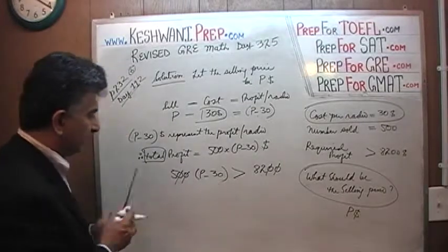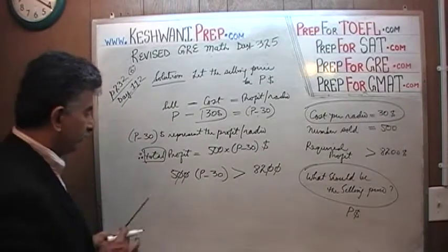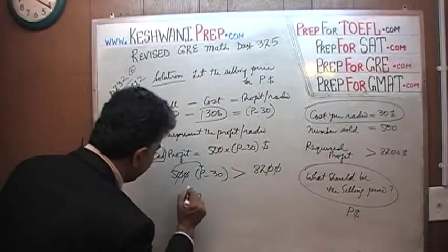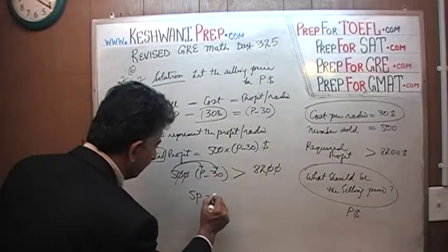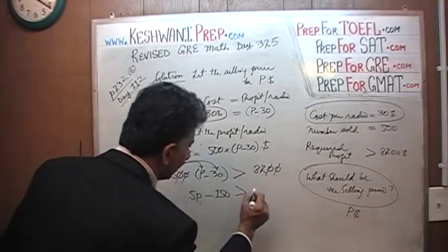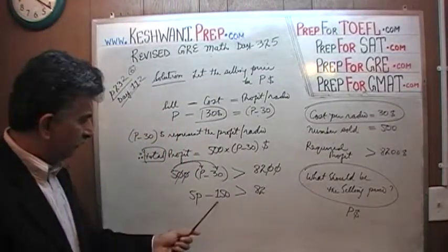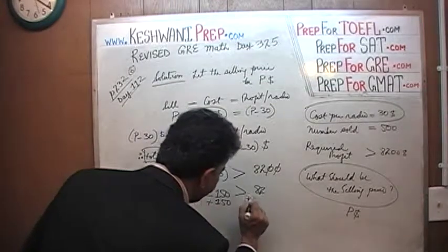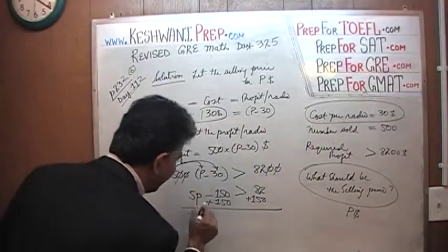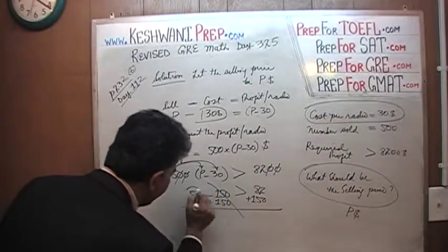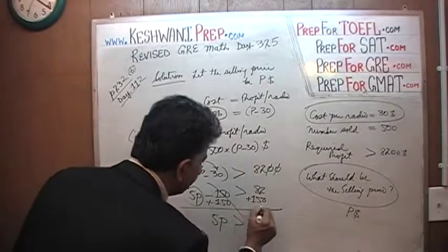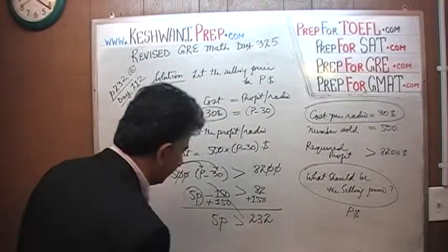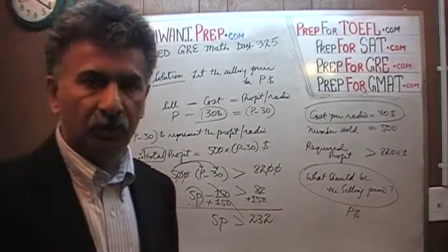So that's it. We divide both sides by 100. We knock out two zeros from here and two zeros from there. Now we multiply. 5 times P is going to be 5P, and 5 times 30 is going to be 150. It has to be greater than 82. We need to get rid of this 150 from this side. So let's add 150 to both sides. And this 150 knocks out, and we end up with 5P is greater than 82 plus 150, which is 232. 5P has to be more than 232.